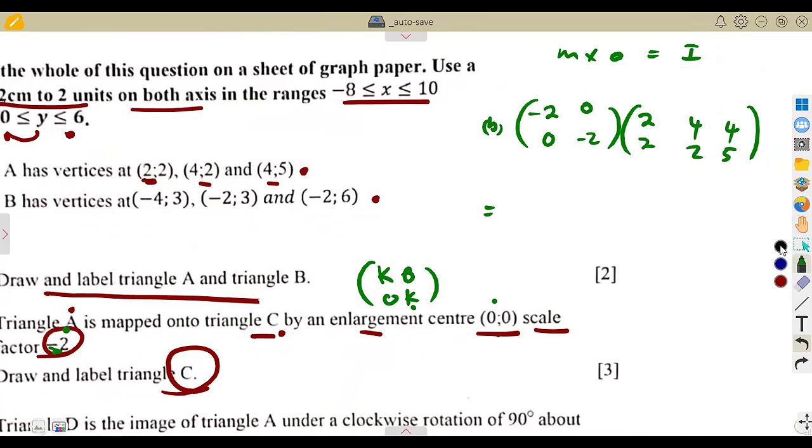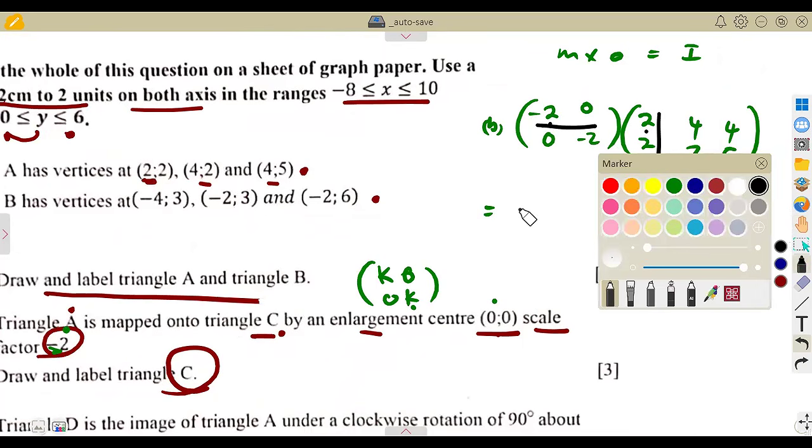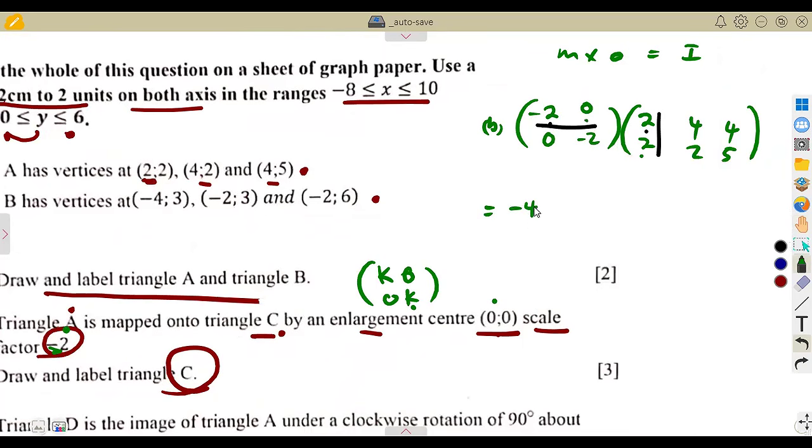So you're going to take these coordinates 2 versus 2, 4 versus 2, 4 versus 5. Then row by column, matrix multiplication. This row by this column: -2 and 2, that is going to be -4. 0 times 2, that's a 0 there. -2 and 4, that is -8. 0 times 2, that's 0. Row by column, 0 and 2, that's a 0. -2 and 2, that is -4. 0 and 4, that is a 0 there. -2 and 5, that is -10. So there, guys, multiply your matrix properly.